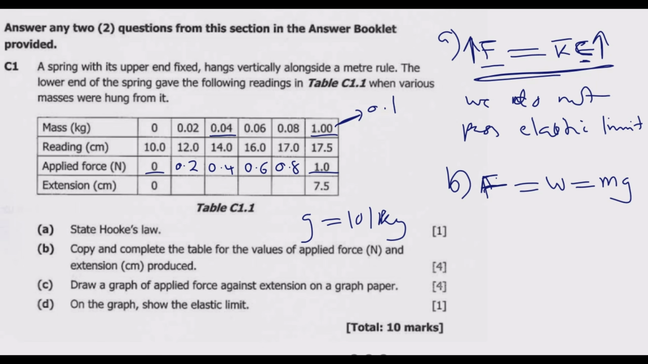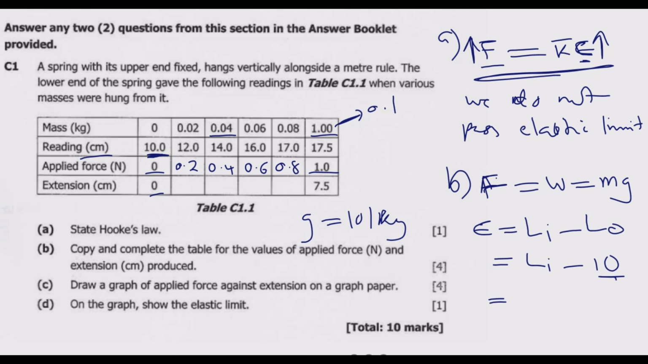Then we go to extension. Extension will be basically the length Li minus the length of the spring before we loaded any mass, or applied any force. So for the first one, it will just be 10 minus 10, which is 0. The second one will be 12 minus 10. Now remember, this 10 is fixed. So this formula generally becomes Li minus 10, where 10 is the reading before we apply any mass.